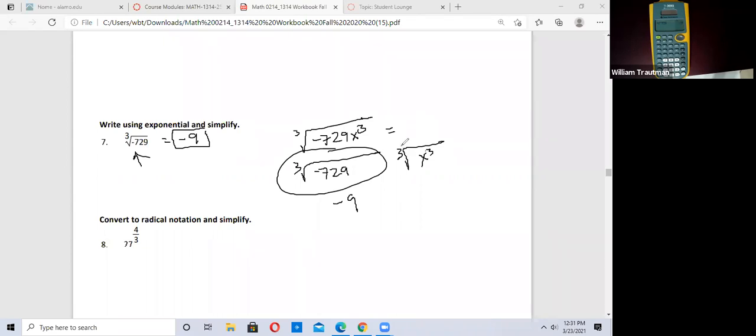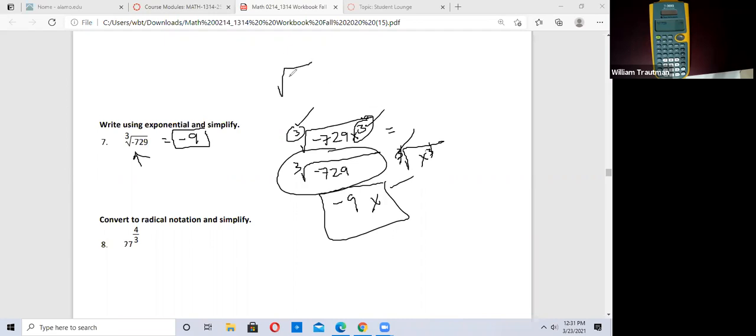Now this, if I have a third root and the third power, they cancel. So I'm just left with x. Third root and third power cancel each other, and we're just left with x. If I have three x's and a third root, one x pops out. And so this is what the answer would look like if there was an x to the third inside.